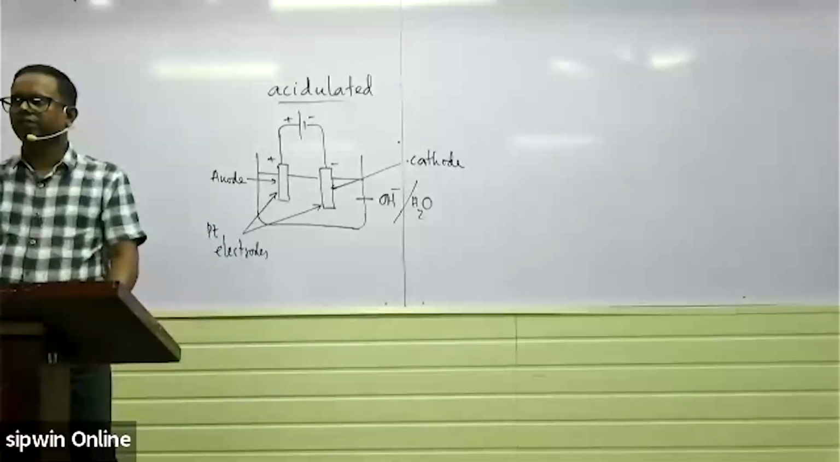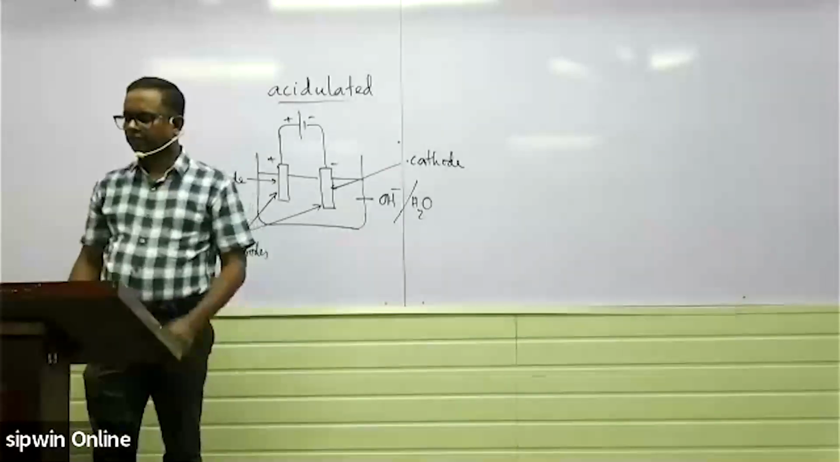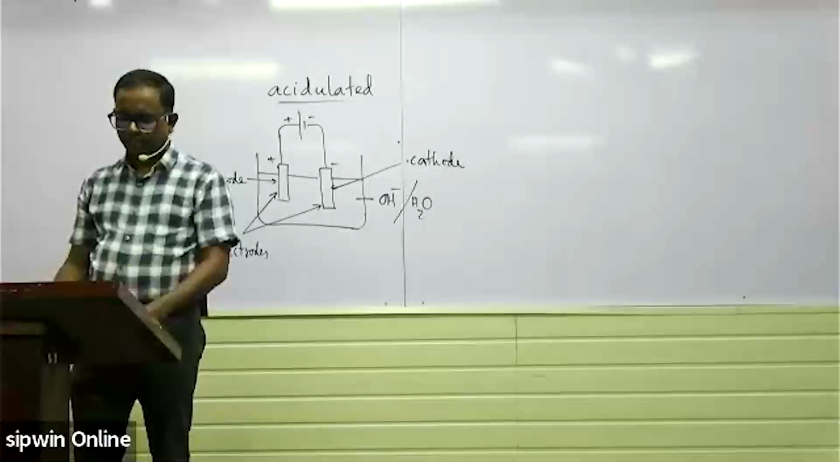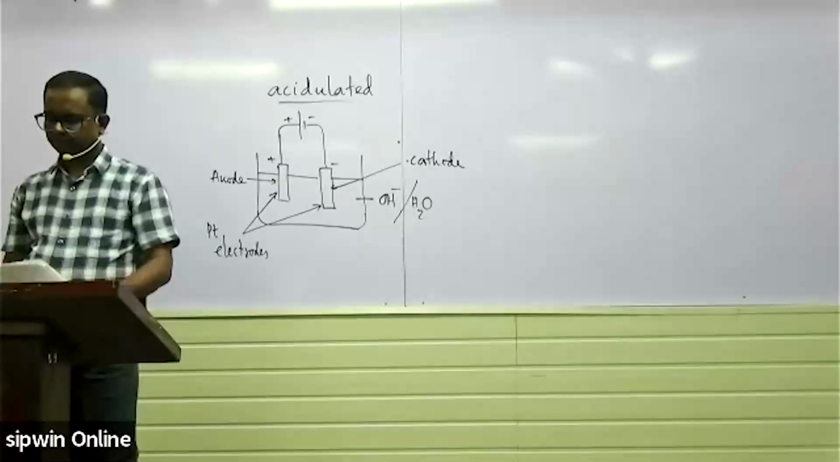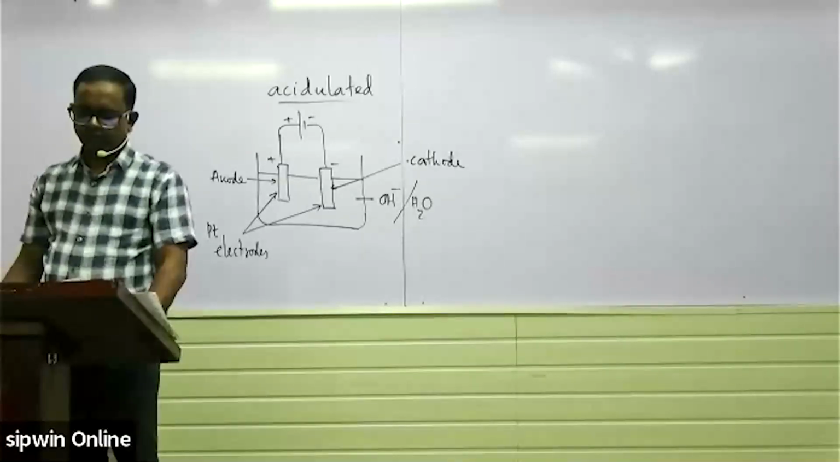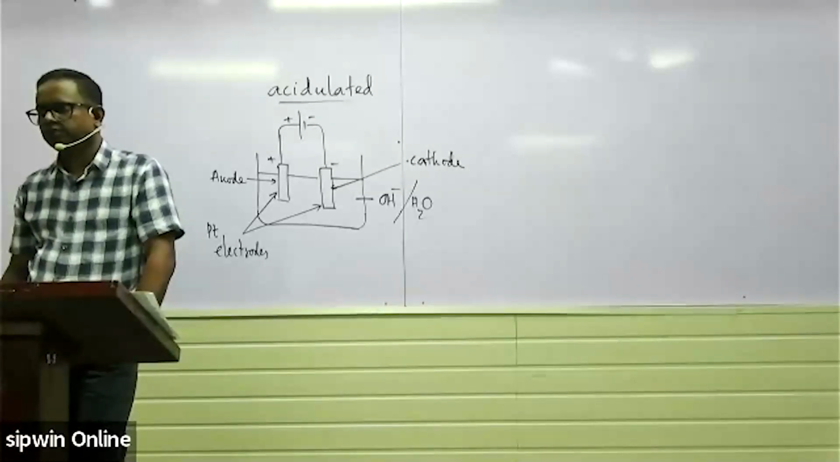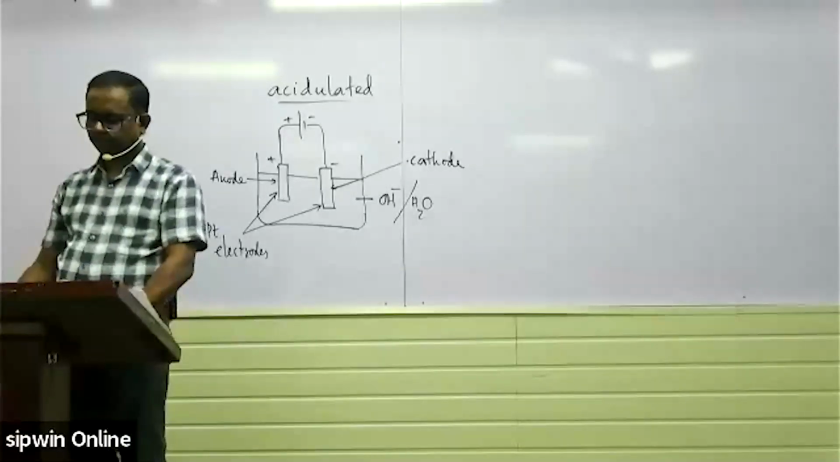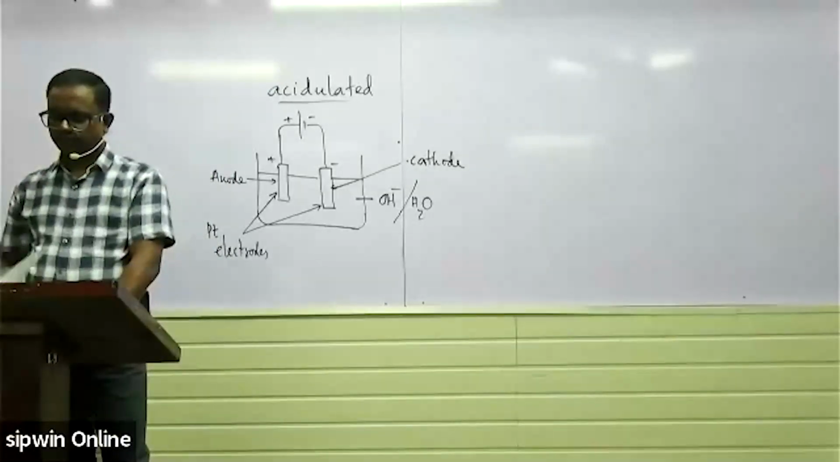Then the cathode reaction. Right, the cathode reaction with the water. 2H2O take 2 electrons, H2 plus 2OH minus. 2H2O plus 2 electrons, H2 plus 2OH minus. It is all right.